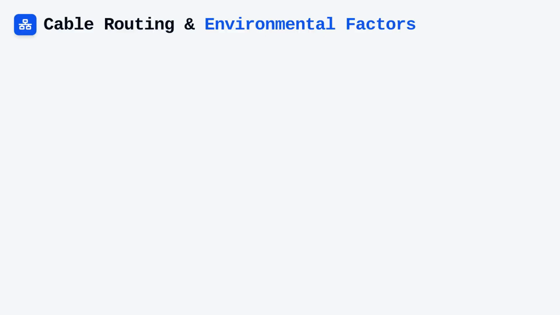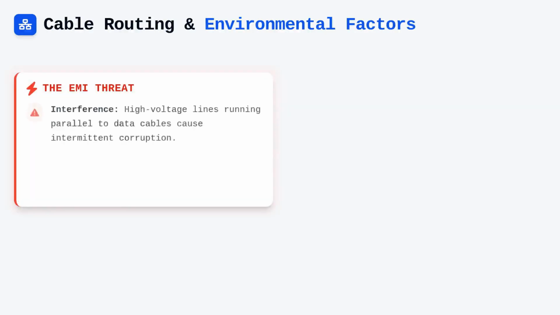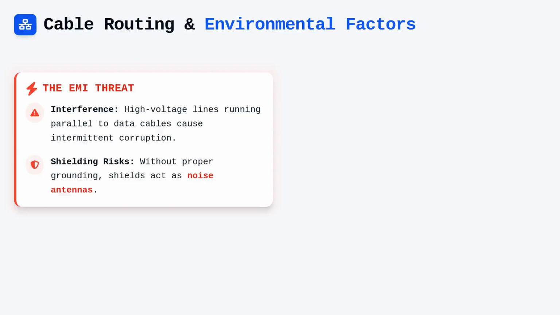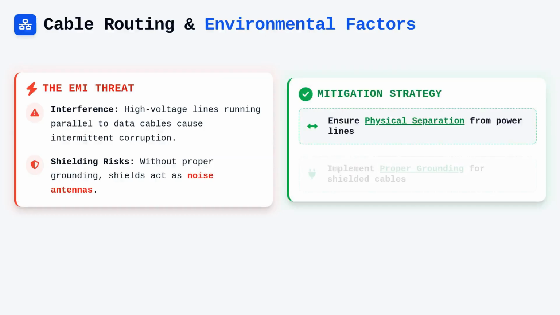Beyond the cable choice itself, you have to be acutely aware of the environment in which you are routing these lines. Electromagnetic interference, commonly known as EMI, is a persistent threat in industrial or complex office environments where network cables run parallel to high-voltage electrical lines. If you must run your data cables near power cables, you need to ensure physical separation to prevent induced interference from causing intermittent data corruption. Even if the cable is shielded, proper grounding is required. Otherwise, the shield itself acts as an antenna for noise.